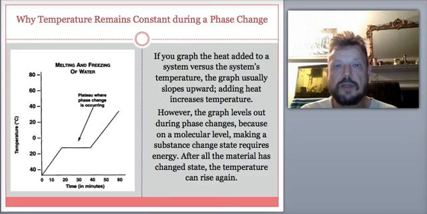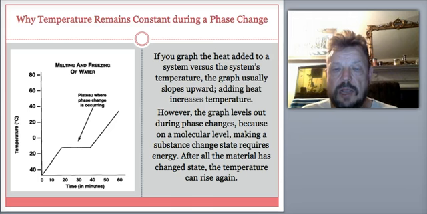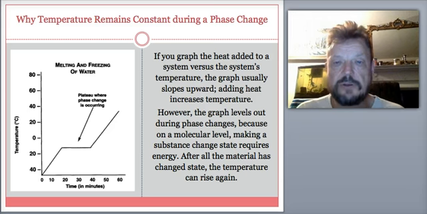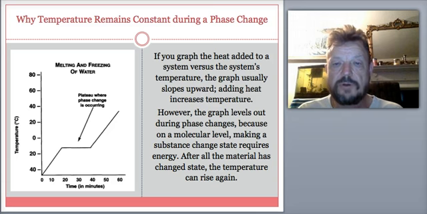Why does temperature remain constant during a phase change? If you graph the heat added to a system versus the system's temperature, the graph usually slopes upward. Adding heat increases temperature. However, the graph levels out during the phase change because on a molecular level, making a substance change state requires energy. After all of the matter has changed state, the temperature can rise again. So all of the energy is going into the phase change. None of it is increasing the temperature of the substance.